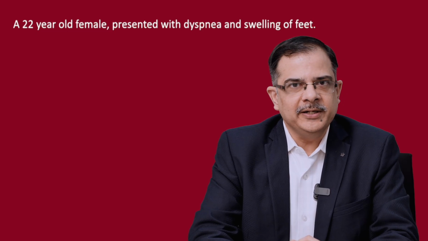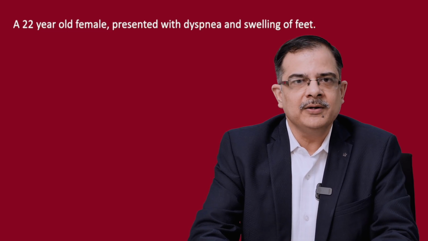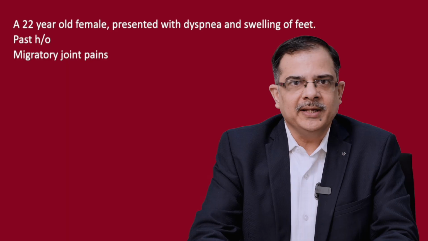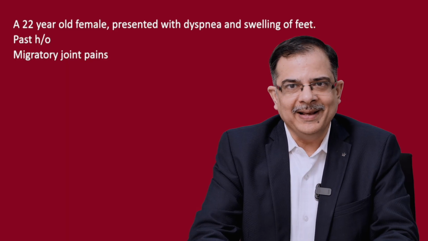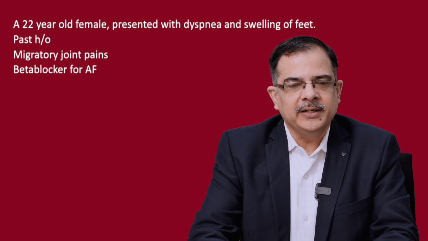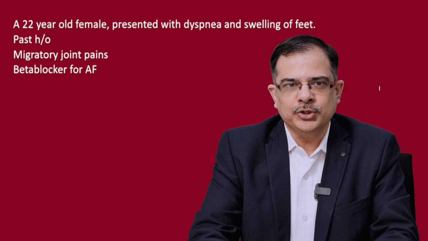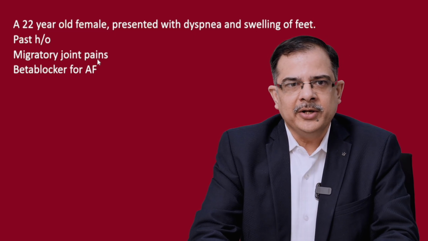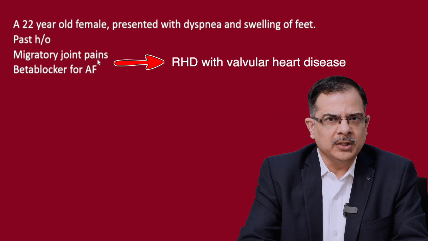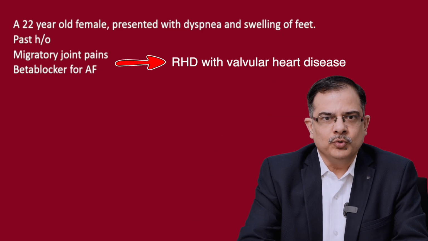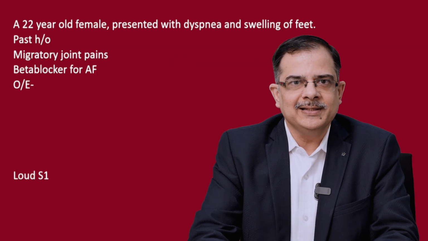22-year-old female presented with dyspnea and swelling of the feet. Past history, there is a history of migratory joint pains and patient is taking beta blocker for previous episode of atrial fibrillation. So migratory joint pains means patient has rheumatic heart disease most likely, and that must have caused some sort of valvular heart disease. So let's see which valvular heart disease it will be.